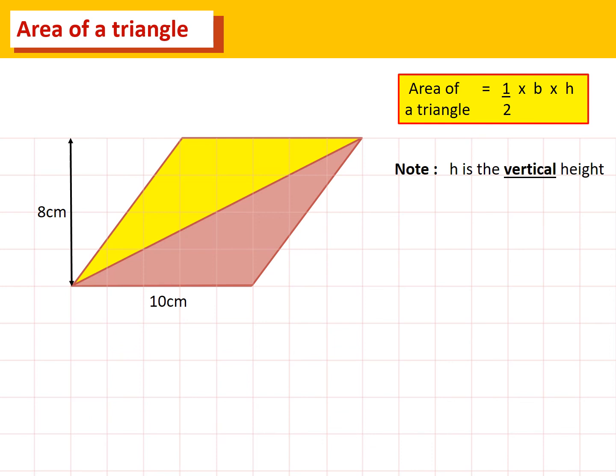And so in this example, the base times the vertical height would be 10 times 8. So it's a half times 10 times 8, and that equals 40 squared centimeters.